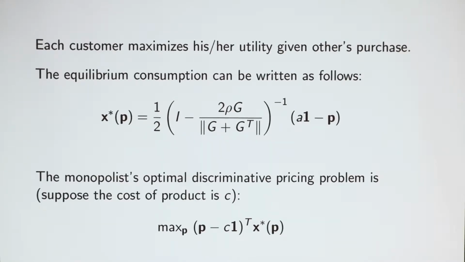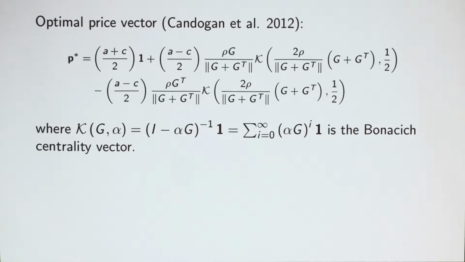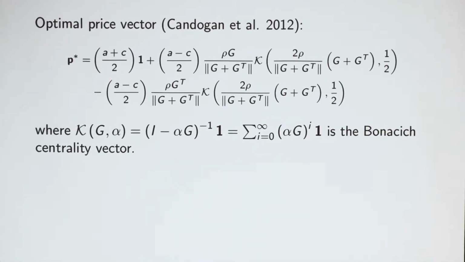Given how these customers are going to respond, we can formulate the monopolist's pricing problem, which is just to choose the price vector that maximizes his own profit, where c is the cost of the product. It turns out that this is a convex optimization problem, and we are able to find the analytical solution. In the literature, this is a well-studied problem. The optimal price vector has the following form. At first glance, it looks a little bit complicated, but if we look in detail, this k vector represents the Bonacich centrality, and it is defined in this matrix inversion form.